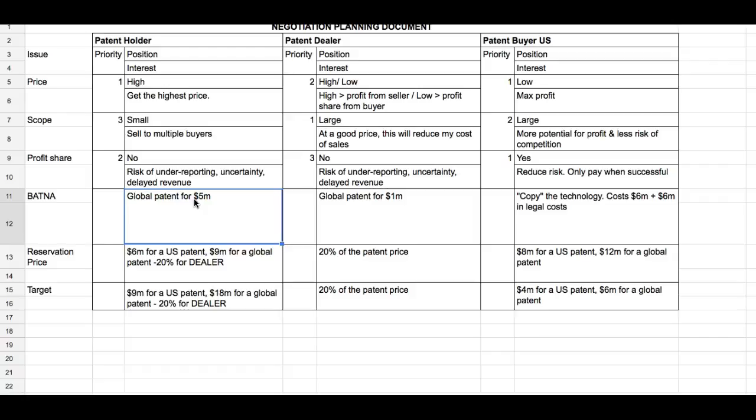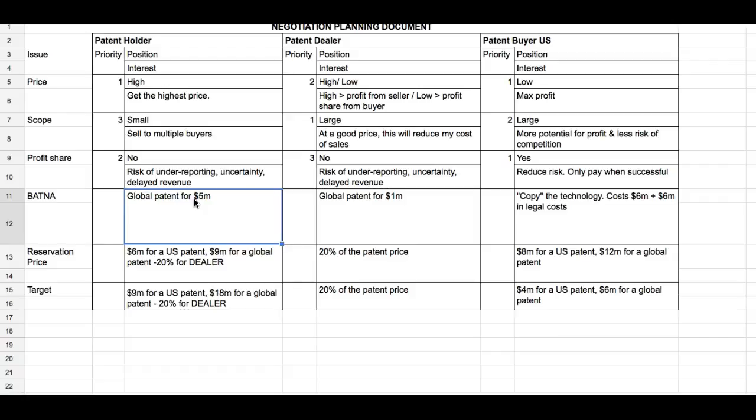You need to do whatever you can to keep using your copied technology. So if the patent buyer can't buy that technology, he will make his own technology, which is basically a copy of the existing technology, and he will have to incur 6 million in legal costs to fight the patent holder. So the first 6 million is to copy the technology? Yes, and the second 6 million in legal fees. So the total cost will be 12.